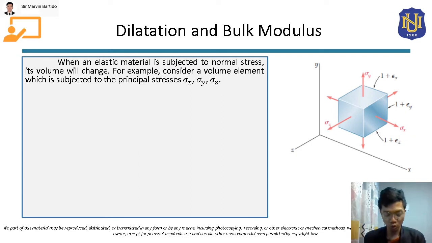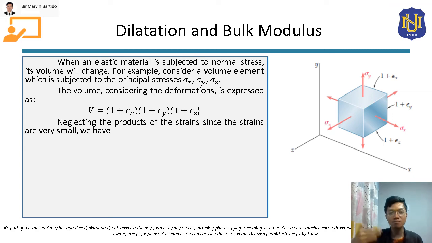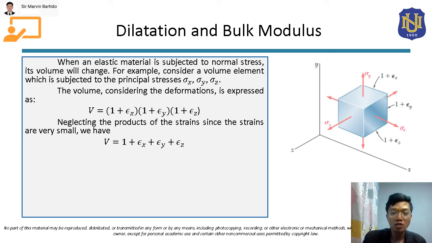And if we are going to compute the volume of this element, that will just be the length times width times height. We can solve for that: it is just the product of 1 plus epsilon x times 1 plus epsilon y times 1 plus epsilon z. But realize here, class, that all these strains in the x, y, and z directions are very, very small compared to 1. So we are going to neglect the products of the strains, since they are very small. So we have here 1 plus epsilon x plus epsilon y plus epsilon z.